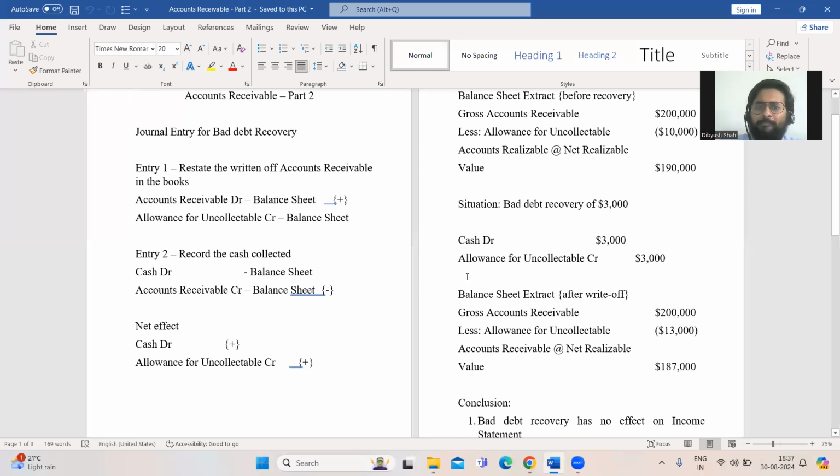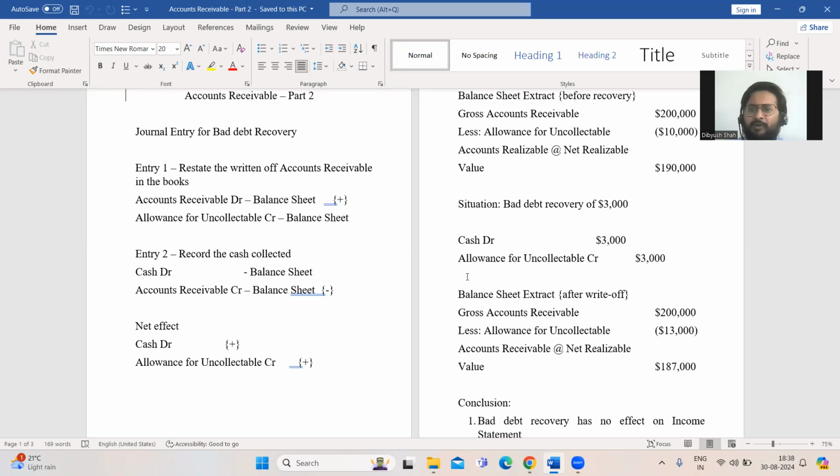Now, if a bad debt recovery happens, there are two journal entries as per your GAAP. Your GAAP says you should pass two journal entries. First entry, restate the written off accounts receivable in the book. See, if there is a bad debt recovery, that means write off has already happened. Bring back the accounts receivable in the book.